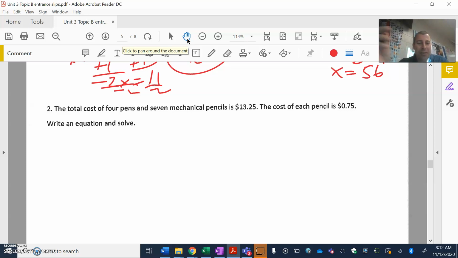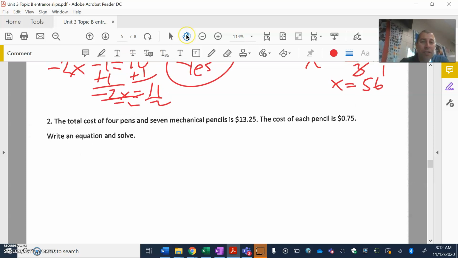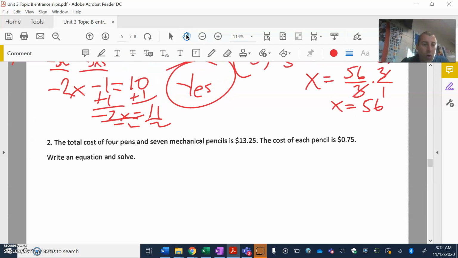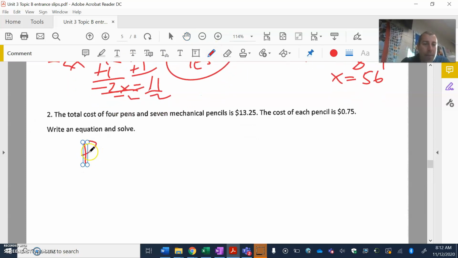So let's get your equation down. The total cost of 4 pens and 7 mechanical pencils is $13.25. The cost of each pencil is 75 cents. Write an equation to solve. I'm going to start off visual here. I've got myself pens, and I've got four of them: pen, pen, pen, pen. And I've got 7 mechanical pencils.